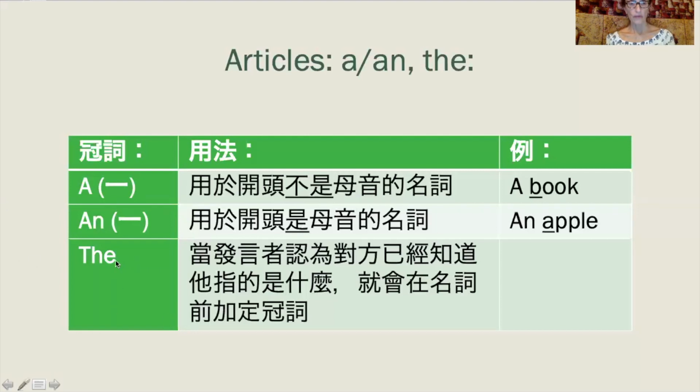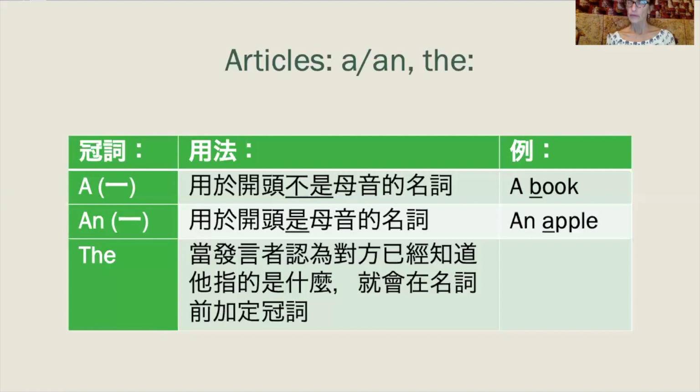All right, so back to the. So if you think the person knows specifically what you're talking about, when the speaker thinks the other person already knows what you mean, okay, then you use the.